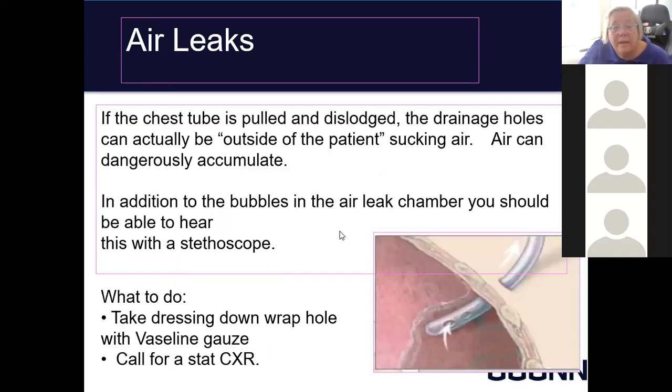You do want to always listen, auscultate your patient's lungs. This is also one of the reasons why when you do a chest tube dressing, you surround it with Vaseline gauze and then put another dressing on top of it, because you don't want air leaking in around this tube, and the Vaseline dressing minimizes that effect.